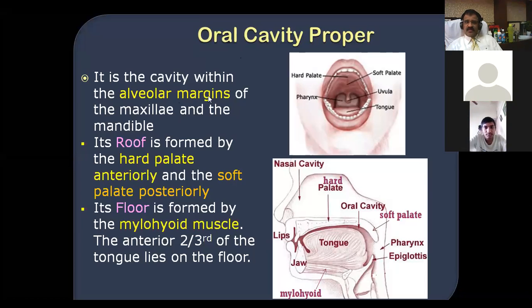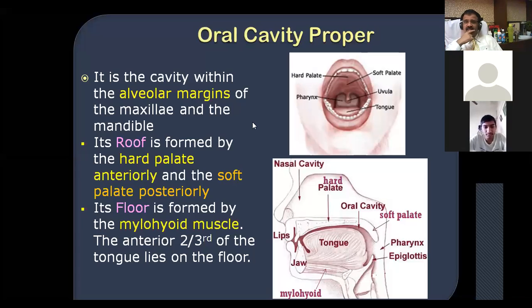Oral cavity proper is the cavity within the alveolar margins of the maxillae and the mandible. Maxillae means upper jaw, because there are two maxillary bones, so maxillae. And mandible means lower jaw. Alveolar margin means where there are alveoli. Alveoli means spaces. त्या alveoli मध्ये teeth असे रुतलेले असतात. So it is called the alveolar margin.